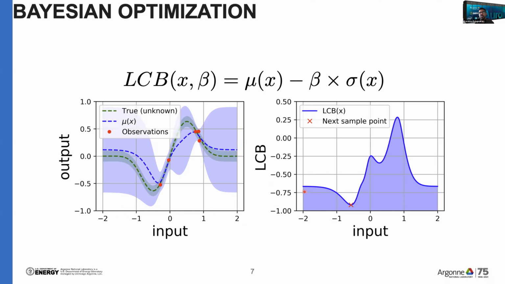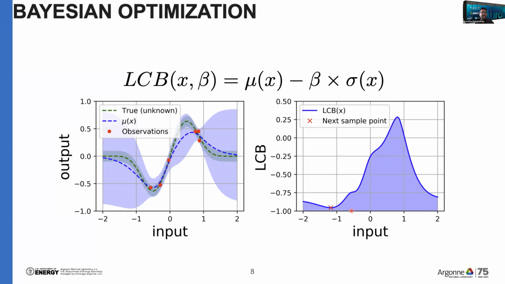Okay, so once we compute the LCB function, we can find the minimal of that LCB function that is shown in this x, and that is the point that will be selected for the next evaluation. So you can see, like here, let's say minus 0.8 is the one that will be selected next. So that is what's selected next here.